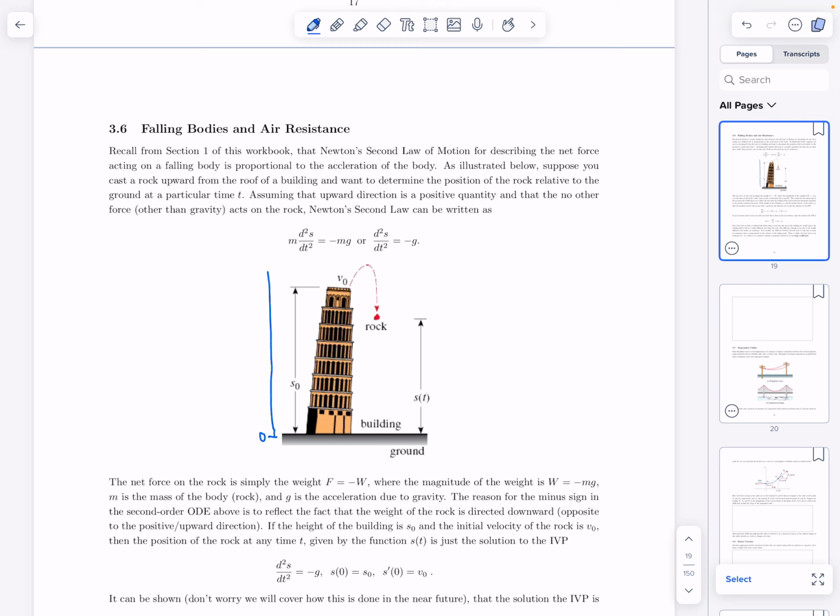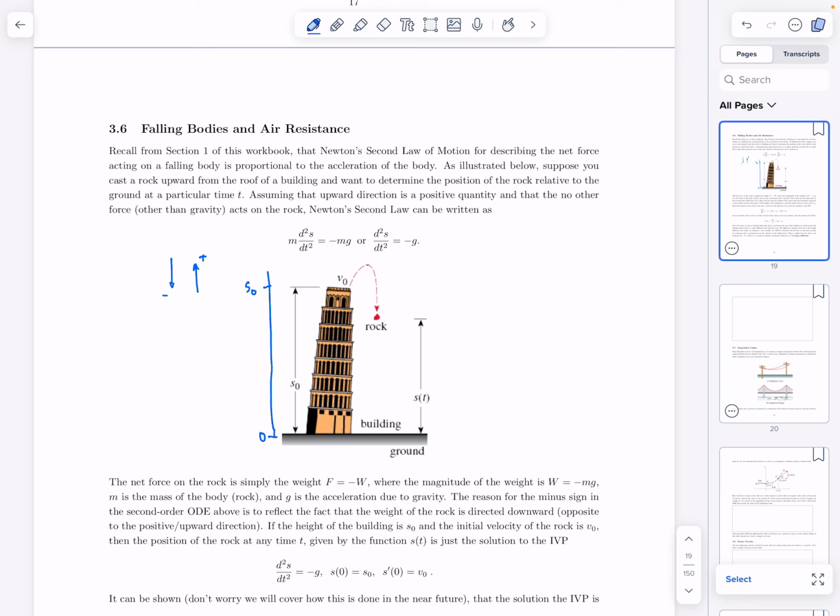And then we're going to initially throw it from the top of the building, which will be a position, let's say, s sub 0. And so the idea is that moving upward is positive and moving downward is negative in terms of those directions. Upward direction is a positive quantity, downward would be negative, right?